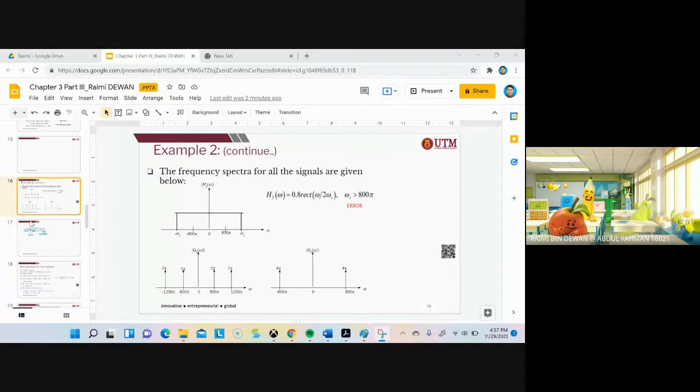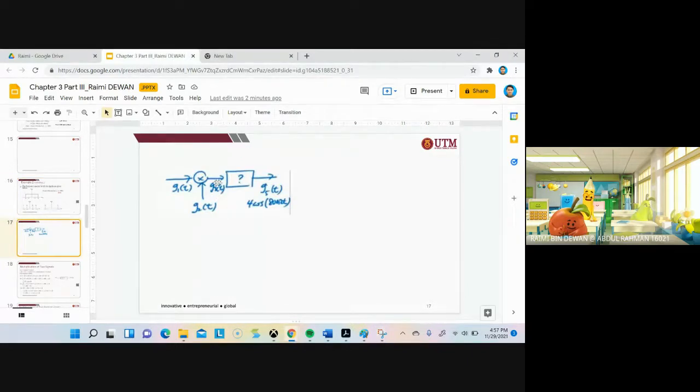Okay. So these are the signals: G3, G1, G2, G3, and this is your low pass filter.